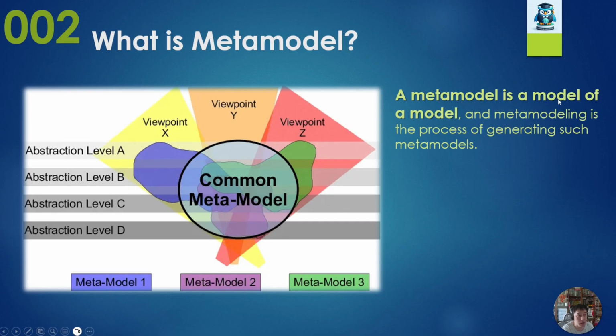And metamodeling, this is the verb, is the process of generating such a metamodel. That is the steps I described in the left picture: step by step, you have this aggregation, then you have one layer of metamodel, or you have another layer of the common metamodel. So that is metamodeling.